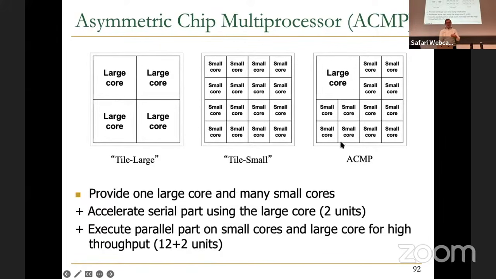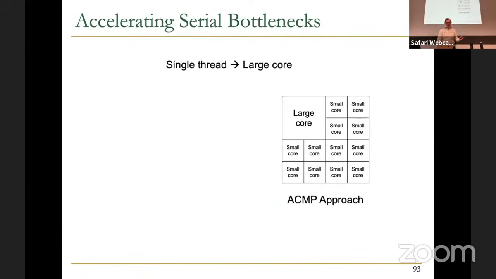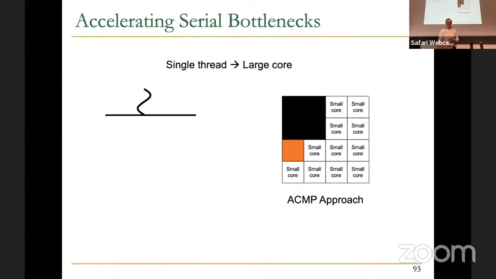Okay, so if you do this, you can extract the serial part using the large core. So you get 2 units in serial code sections, which is the same as tile large. And you actually get 12 plus 2 units in the parallel code sections, 16, almost, sorry, 14, which is almost 16. And if you actually play tricks in the large core and have multi-threading, you can actually almost get 16. So we didn't play tricks. So we're not gonna assume multi-threading in the large core, but you could actually assume that, and you're gonna get the best of both worlds almost. So basically, if you want to extract serial bottlenecks, whenever you have single thread, execute on the large core.